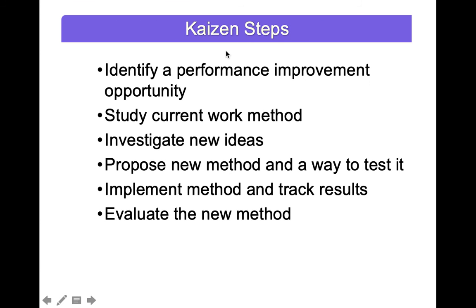So the steps of this process, Kaizen, are: identify a performance improvement opportunity, study the current work method, investigate new ideas, produce a new method and a way to test it, implement the method and track results, and evaluate the new method. So basically this is for anything. Whether you're making a product on a manufacturing line or, like my example, when I did my Six Sigma project, we took that out of it.